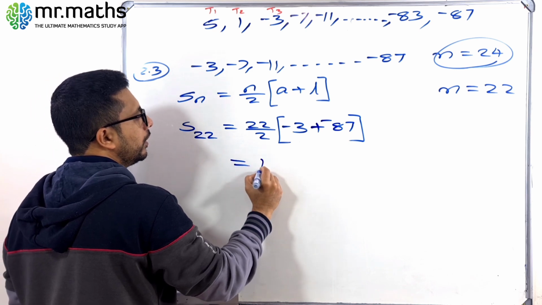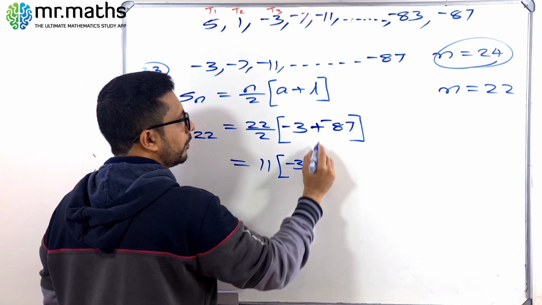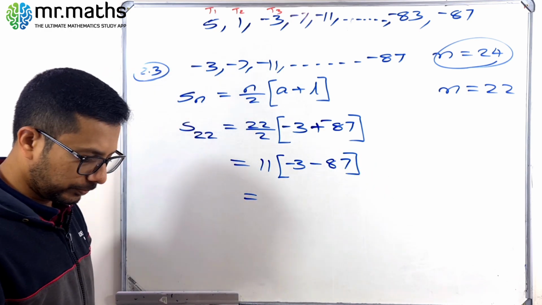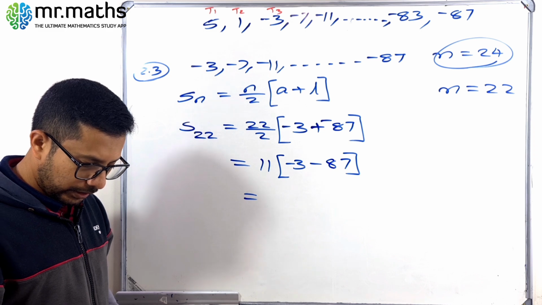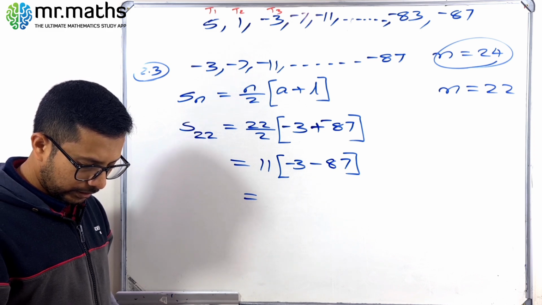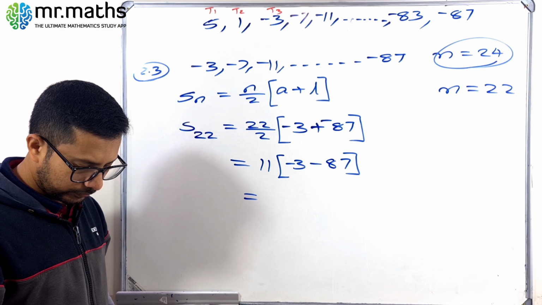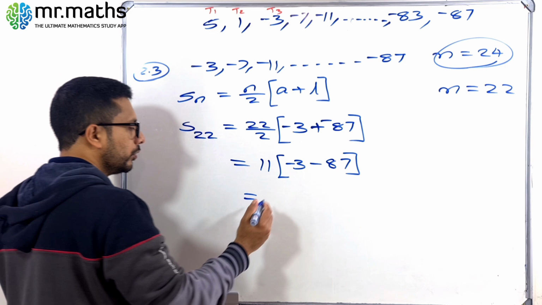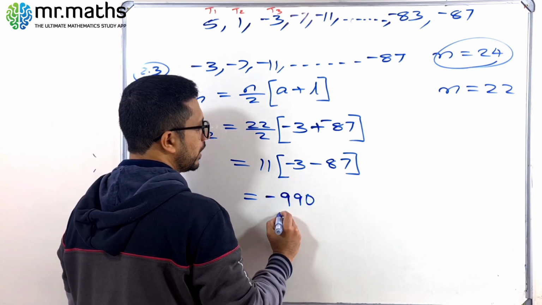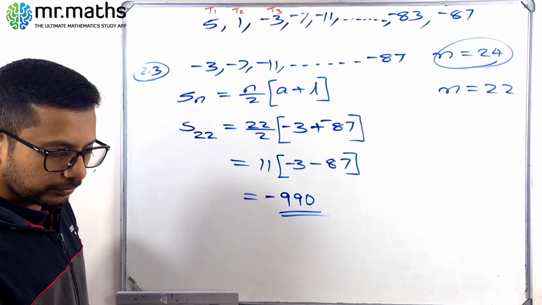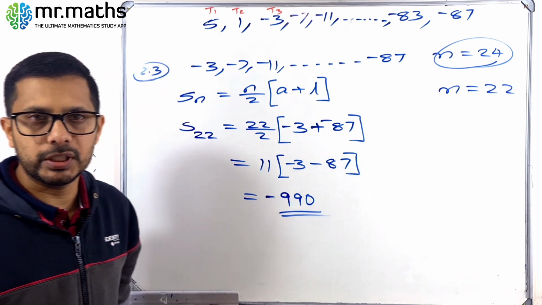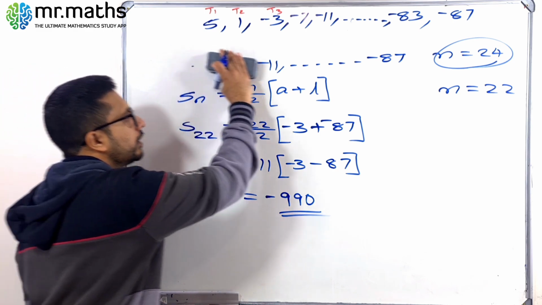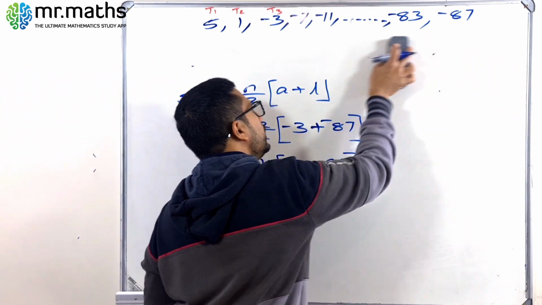So here this is 11 times (-3 plus -87). Check in your calculator what the answer is for that one. What's the answer? -990. Am I right? You have to check in your calculator. -990. So it means that the sum of all the negative terms in that sequence is -990. Okay, so that is question number 2.3.